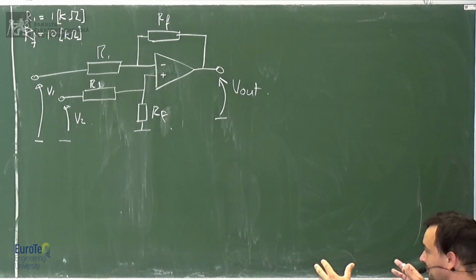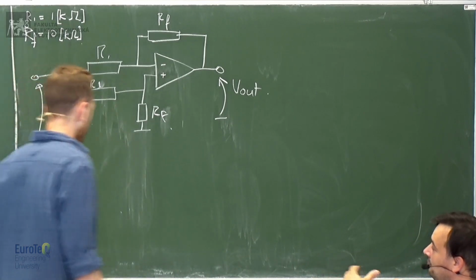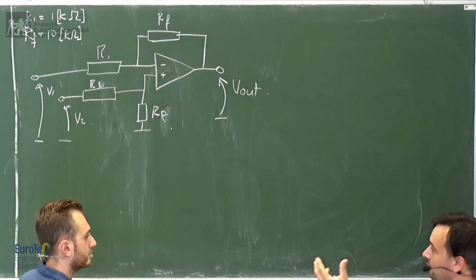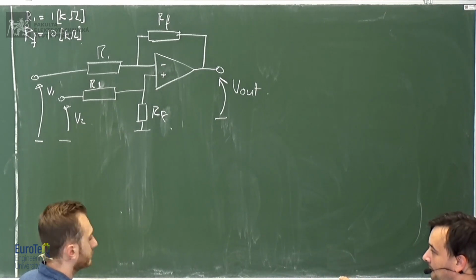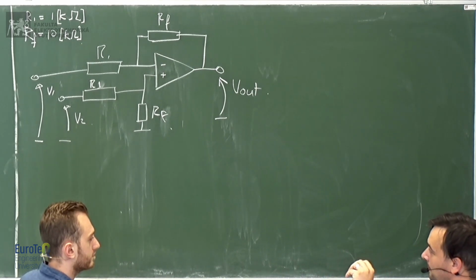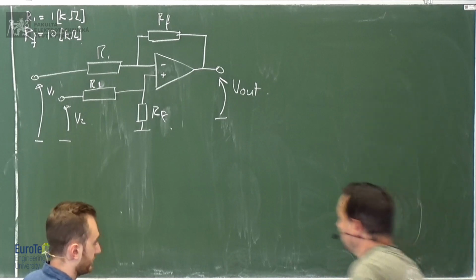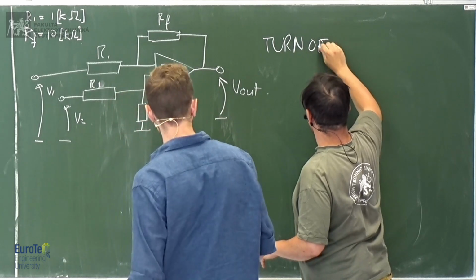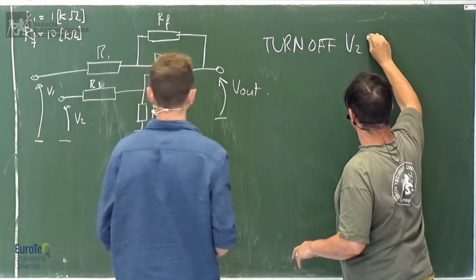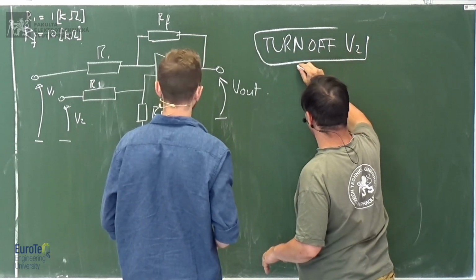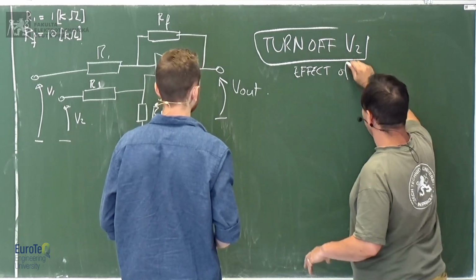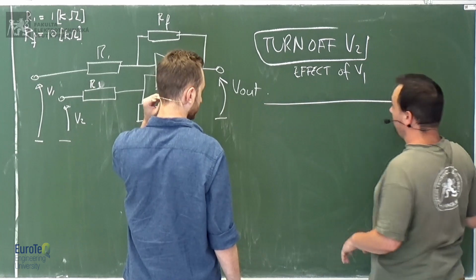So in that circuit, in this case, we have 2 sources of voltage, V1 and V2, okay? And both of them will affect the output. So what we say is, okay, let's turn off V2 and only solve it for V1. So we're going to create 2 circuits. Turn off V2 and let's see the effect of V1. And then we do the opposite, okay?